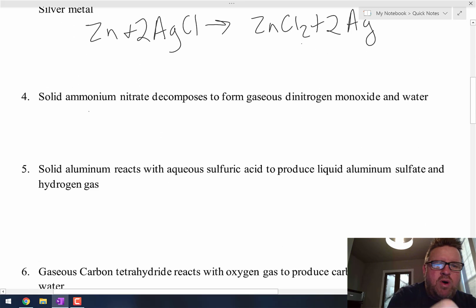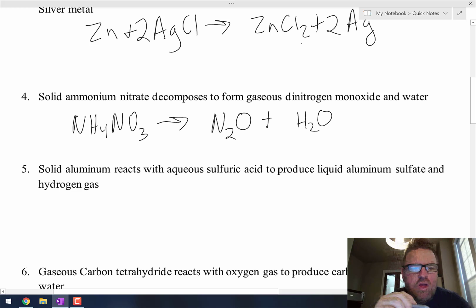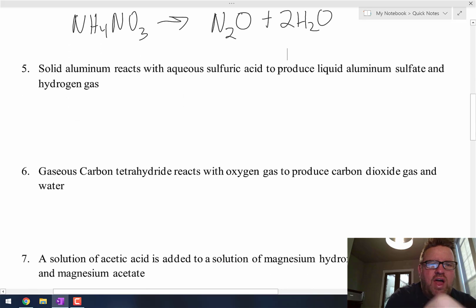Okay, number 4, solid ammonium nitrate. Ammonium is NH4+. Nitrate is NO3-. It decomposes to form dinitrogen monoxide, N2O, and water, H2O. So even though they're separate, there are 2 N's on the left-hand side, 2 N's on the right-hand side, 4 H's on the left-hand side. So I need to put a 2 right there to make 4 H's. And then 3 oxygens on the left. And all total, we've got 1 plus 2 more, 3 oxygens on the right. That equation is balanced.